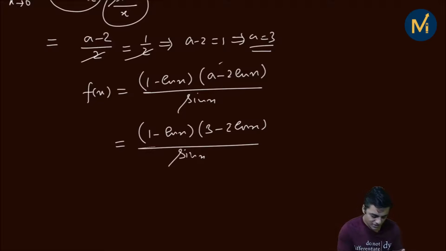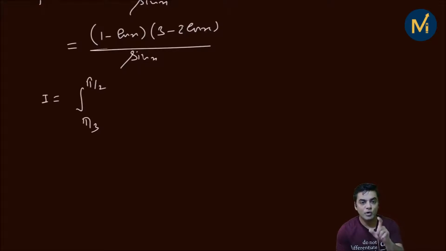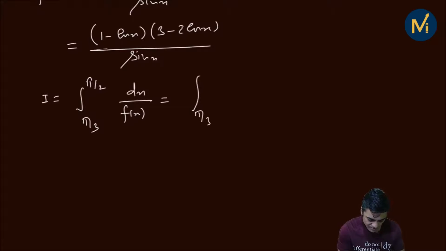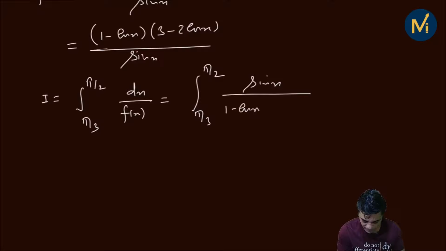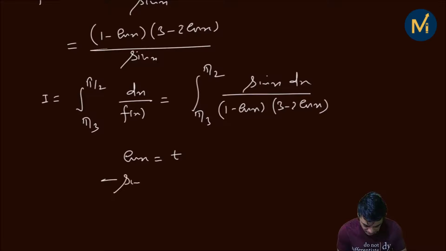If you look at the integration part, the integration was pi by 3 to pi by 2, and the problem was 1 upon f of x. So this becomes pi by 3 to pi by 2, 1 upon becomes sin x upon 1 minus cos x, which is multiplied by 3 minus 2 cos x. Now this is in a simple form. Direct substitution will work because I can take cos x as t. Then minus sin x dx becomes dt.